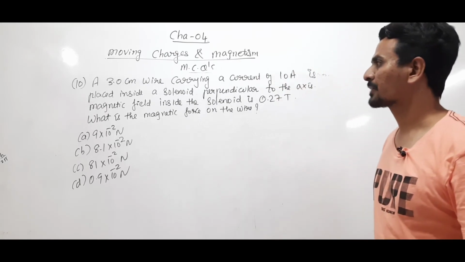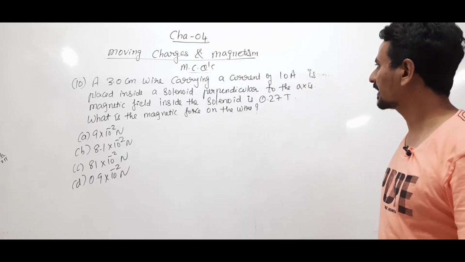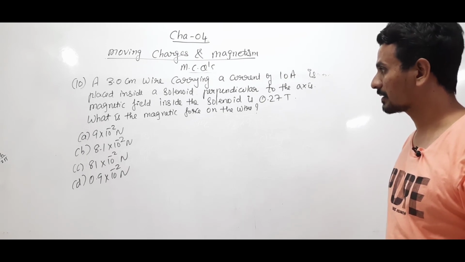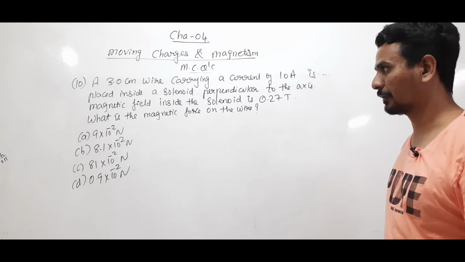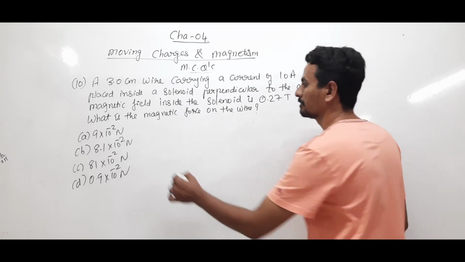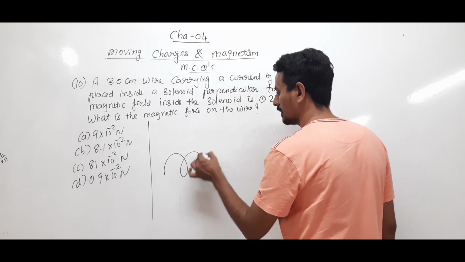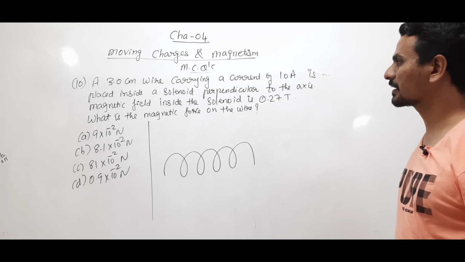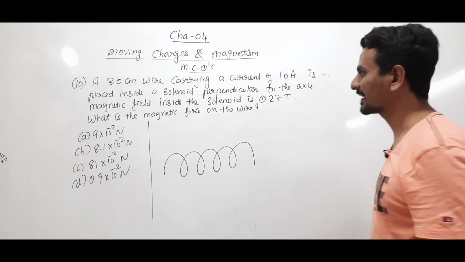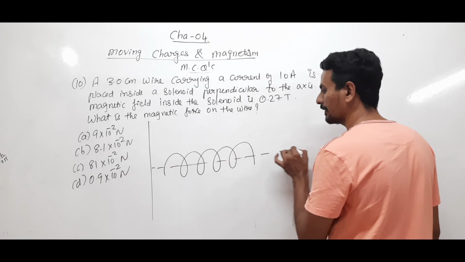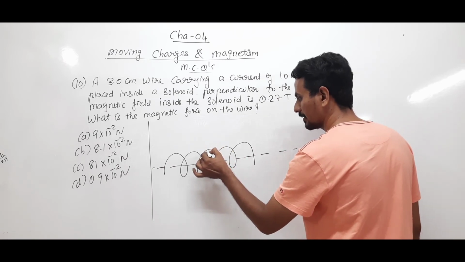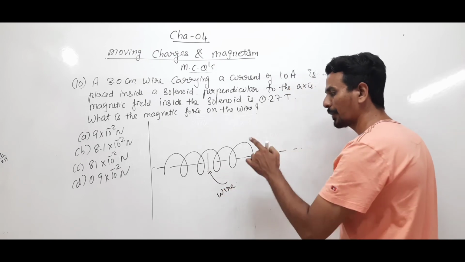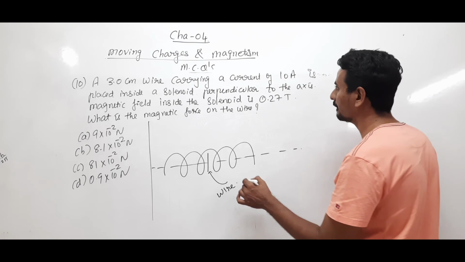Okay, the 10th one. A 3 centimeter wire carrying a current of 10 ampere is placed inside a solenoid, perpendicular to the axis of the solenoid. So this is a solenoid, right? You are placing a 3 centimeter wire carrying a current of 10 ampere perpendicular to the axis of the solenoid. So this will be the axis of the solenoid. So you are placing the wire this way. This is your wire. So the wire is placed perpendicular to the axis and it is carrying a current of 10 ampere.